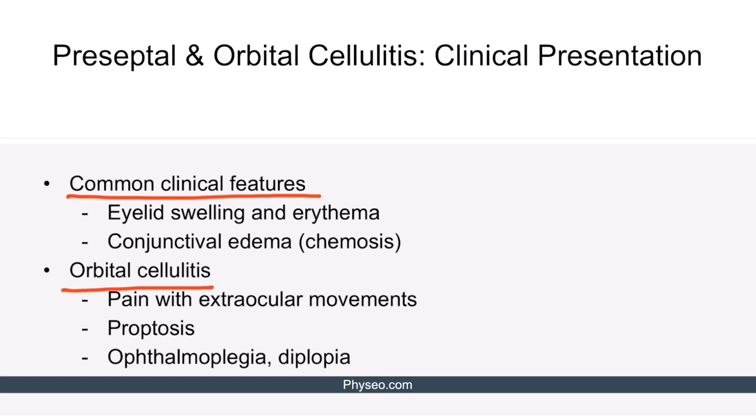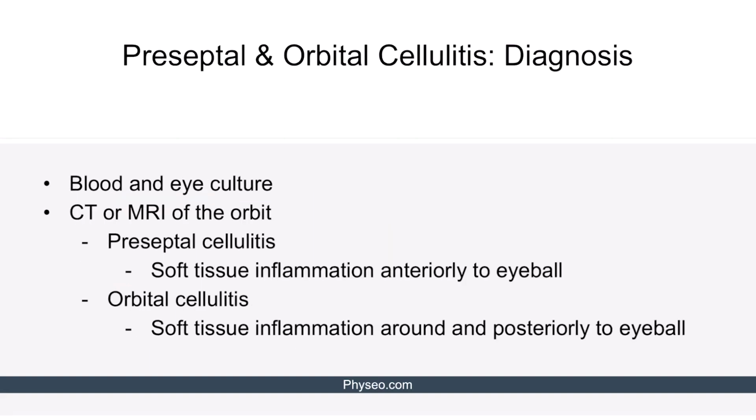At the same time, the patient with orbital cellulitis may have proptosis or outward displacement of the eyeball. This is because the orbital soft tissue is inflamed and swollen and it pushes the eyeball anteriorly. Ophthalmoplegia and diplopia result from restricted extraocular muscle movements due to swollen and inflamed orbital soft tissue. Let's talk about the diagnosis of preseptal and orbital cellulitis.